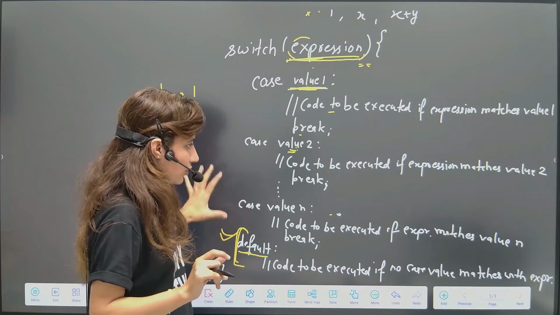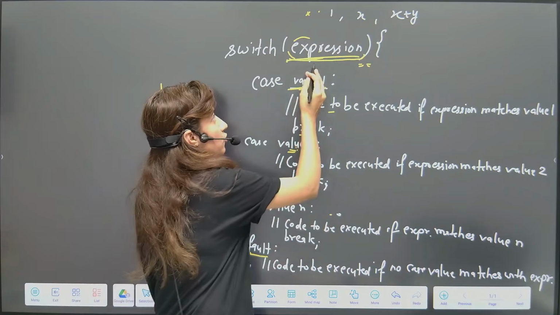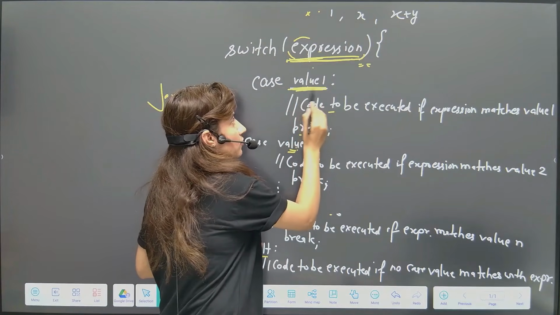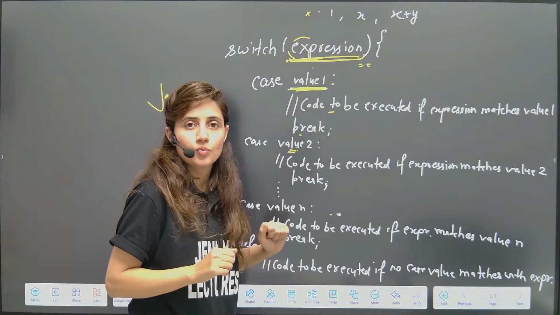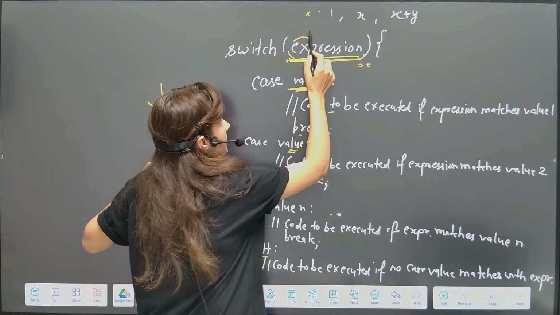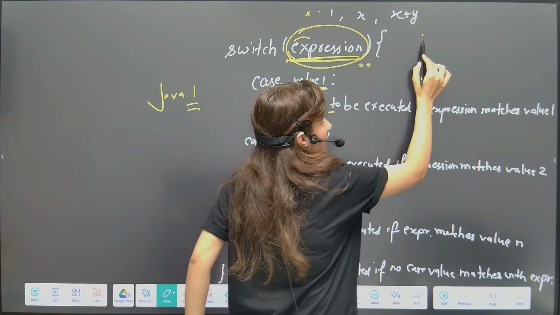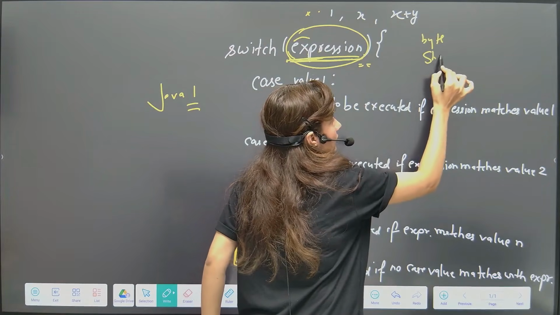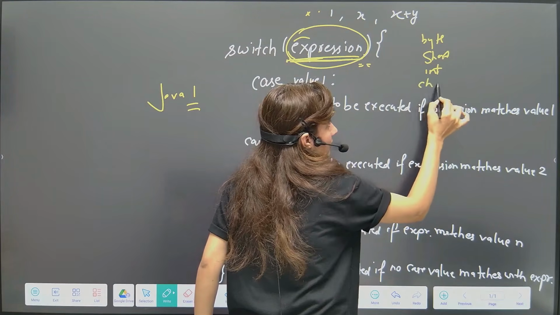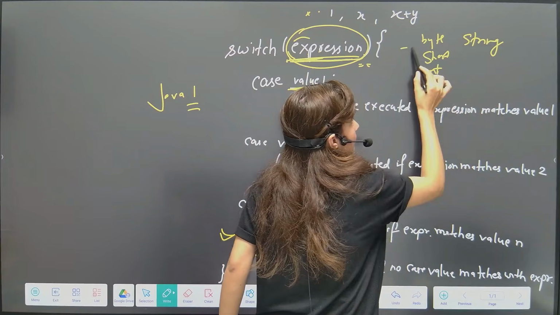How the execution goes on. And there are some restrictions. What data type can be there in an expression? What data type can the case value be? Right? So I'll tell you that. This expression can be of a data type either byte, short, int, or character, or string, or enum.